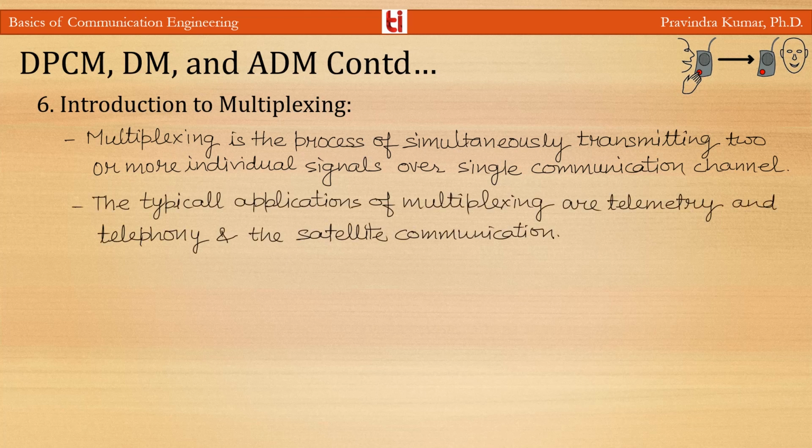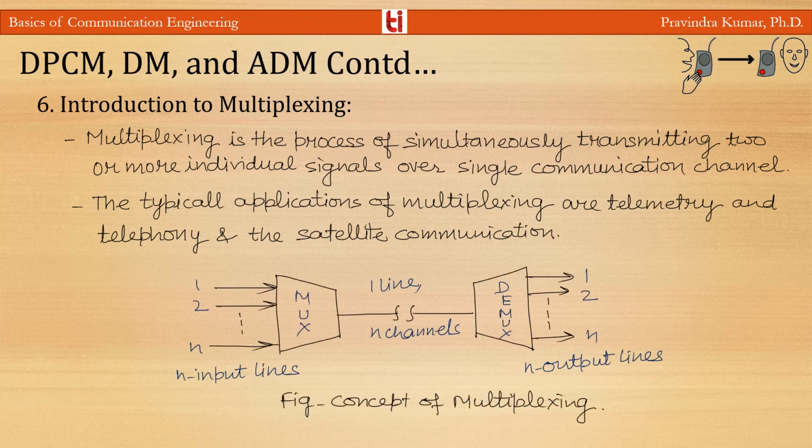Multiplexing is the process of simultaneously transmitting two or more individual signals over a single communication channel. Due to multiplexing, it is possible to increase the number of communication channels so that more information can be transmitted. Typically, applications of multiplexing are in telemetry, telephony, or in satellite communication. The concept of simple multiplexing you can see on your screen.